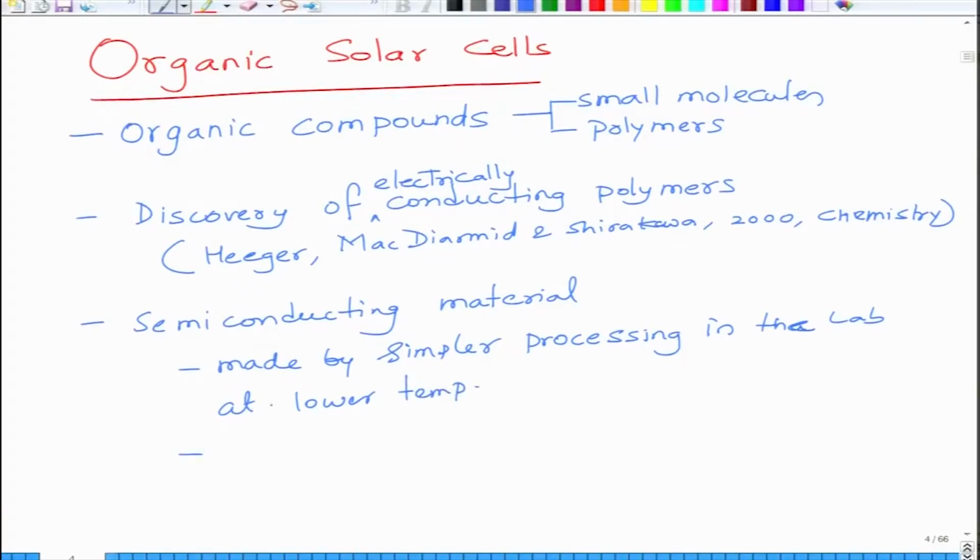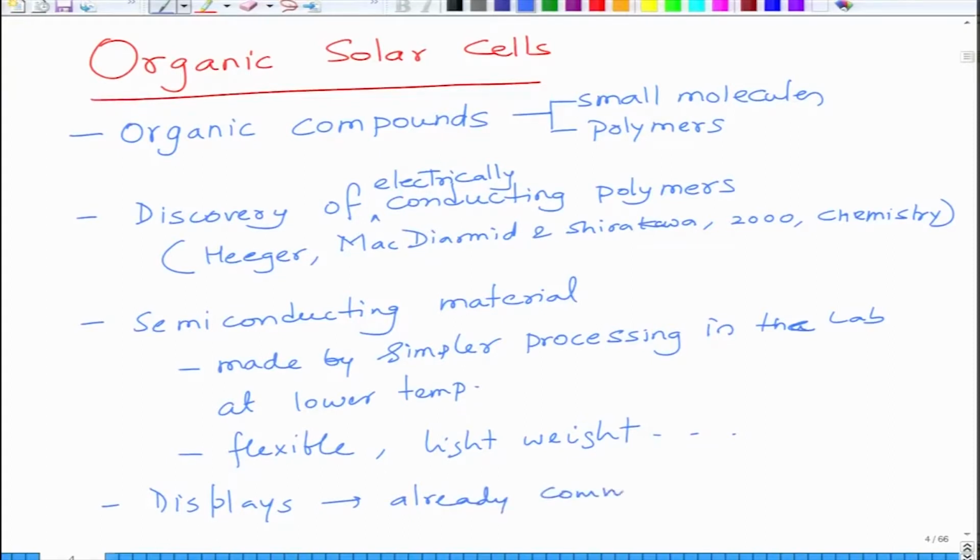Also, these are organic materials, so they are flexible. You can make devices on plastic substrates, and they can be lightweight and so on and so forth. One of their close cousins is already in application, that is in displays. So, displays are already commercialized.